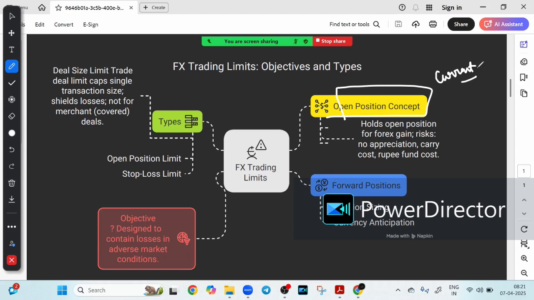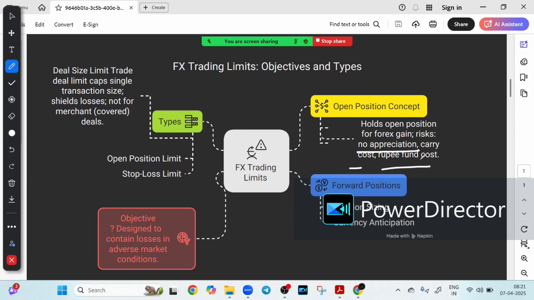But it comes with the onset of risk. Obviously, the risks are there, right? The bank has kept the open position expecting to gain from forex movement, but there are some risks also in this case, like the market may not appreciate as expected. The first risk is no appreciation, the second risk is the carry cost, and the third risk is the rupee fund cost, all of which add up.